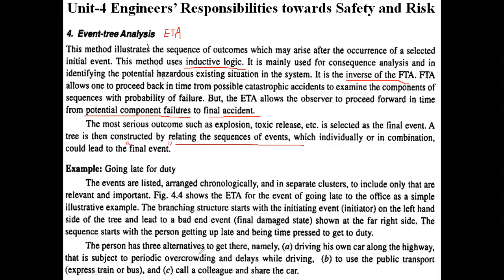The person has three alternatives to get there, namely driving his own car along the highway, and this is subjected to periodic overcrowding and delays while driving; to use the public transport, for example, train or bus; or call a colleague and share the car.